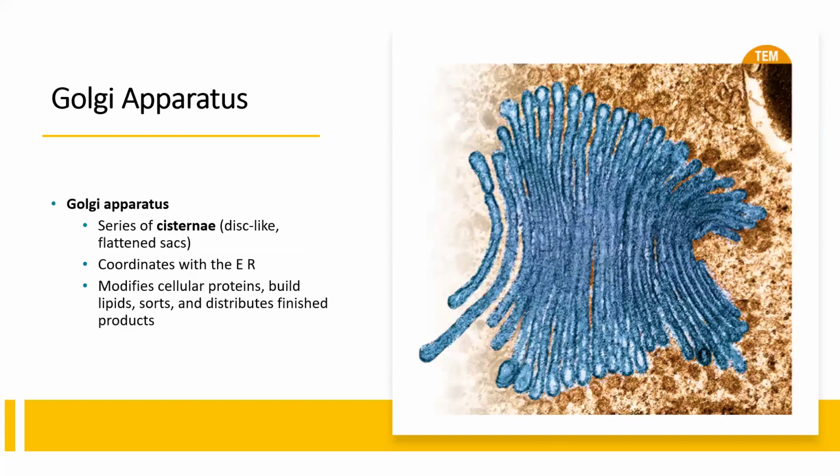And so here we've got a transmission electron microscope image of the Golgi. You see these cisternae, which are these kind of disk-like sections, and they coordinate with the ER. They help modify proteins, build lipids, and they will help distribute things out to where they go.